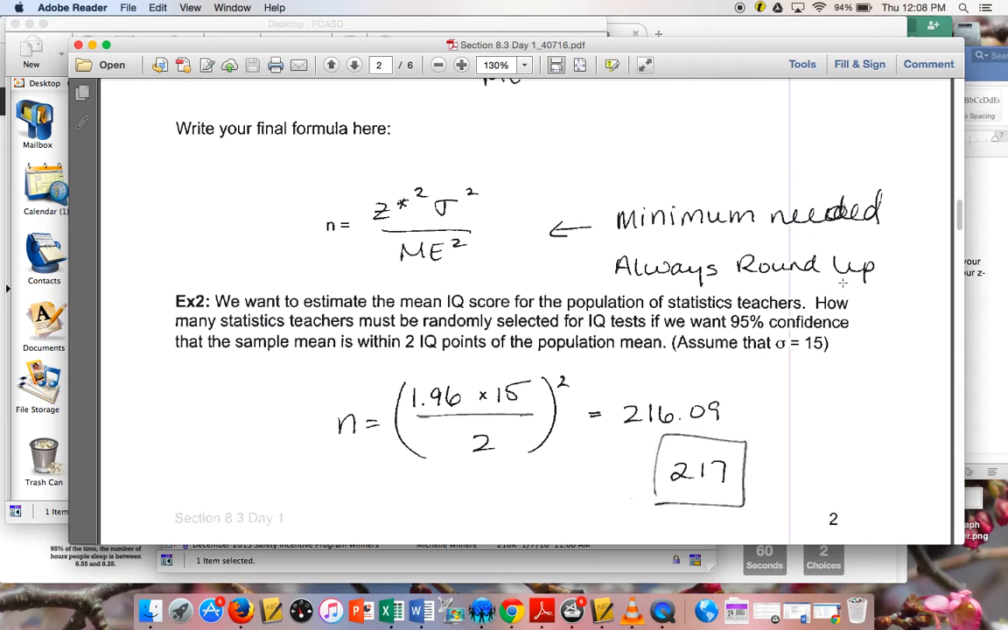Just like yesterday with the proportions, you always need to round it up. So in this example right here, here's that answer. You always round up.